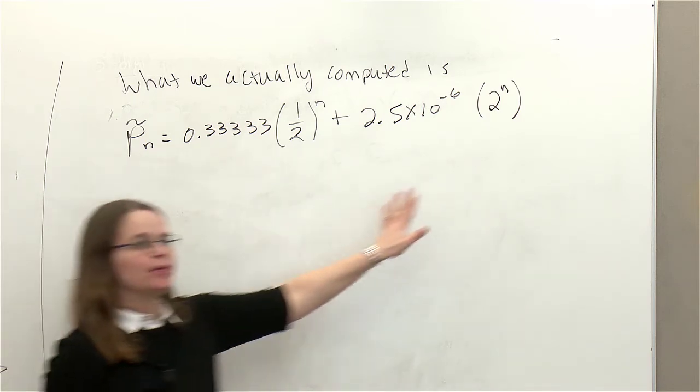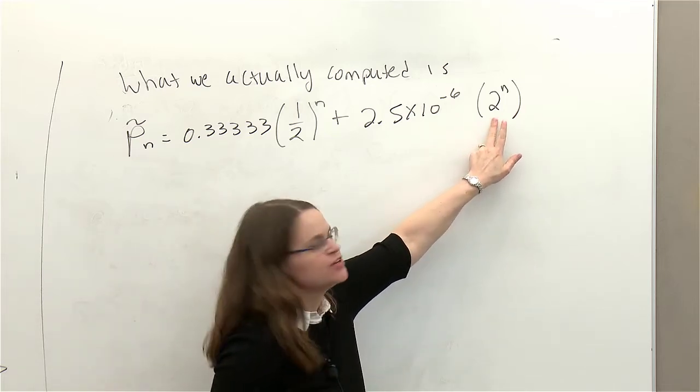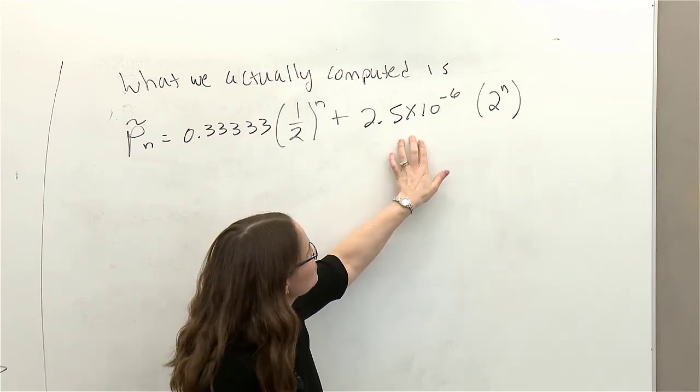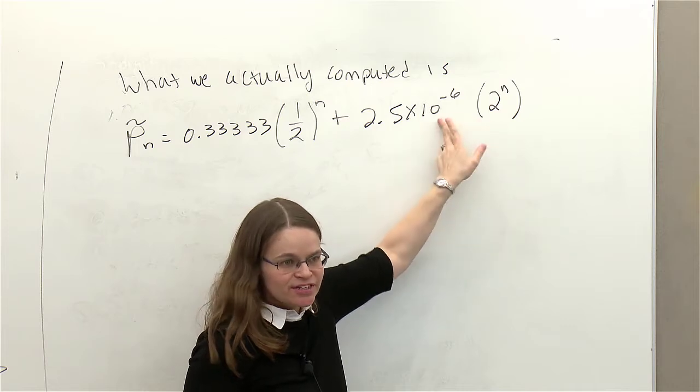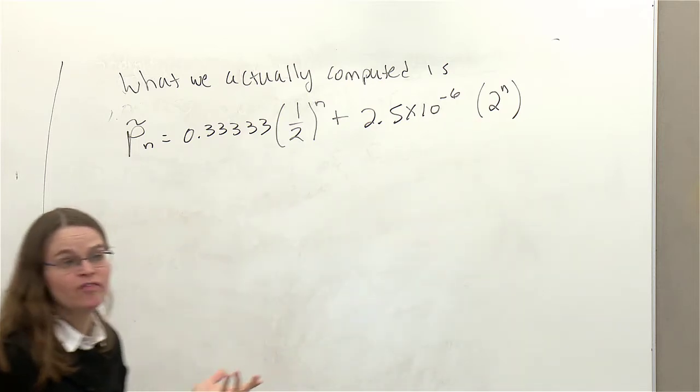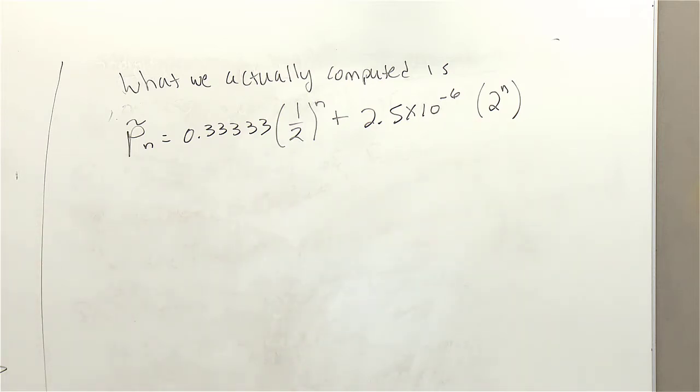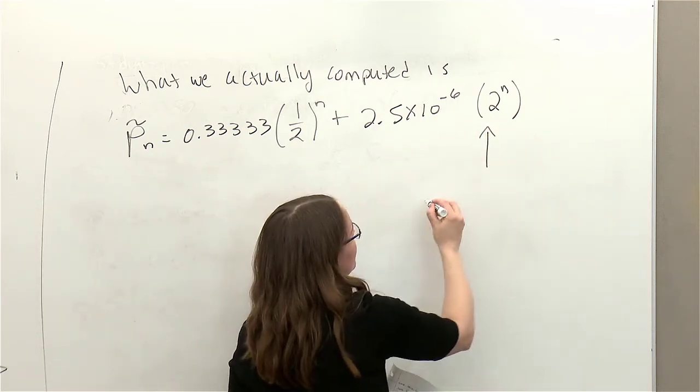and this is where our problem comes in, right? We've got this 2 to the n, and even though it's multiplied by something small, 2 to the n can get bigger than 10 to the minus 6 over small values of n, right? It didn't take long. So this was our exponential term.